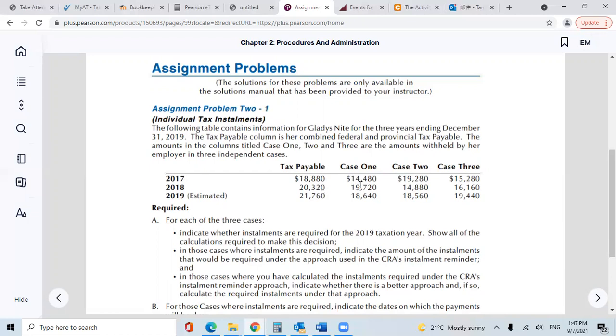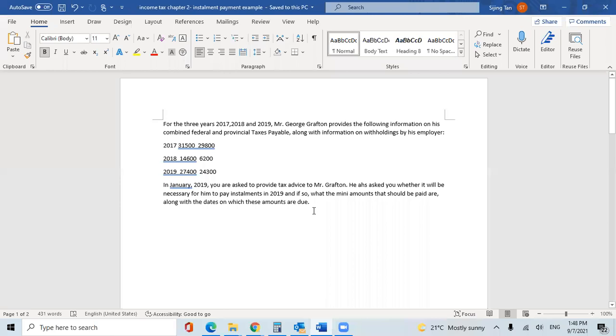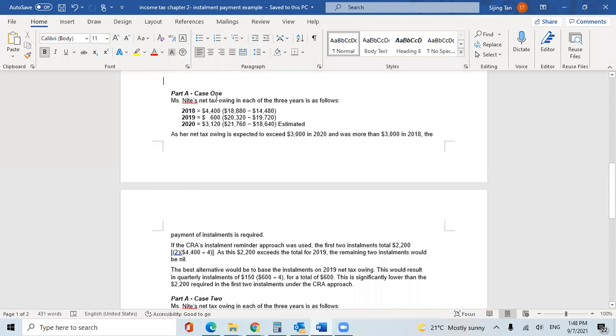And your tax withholding is $14,408. And then for 2018, you got 2320, and your case 1 withholding is 19,720. The same thing for 2019. Now, when we need to see if we need to pay an installment, we first need to calculate the net tax owing for case 1 for 3 years, right? So we're doing this question. So we put part A, case 1. We do case 1 first.